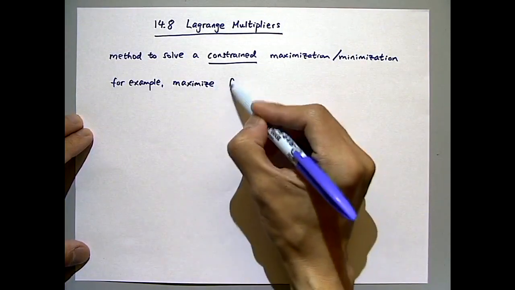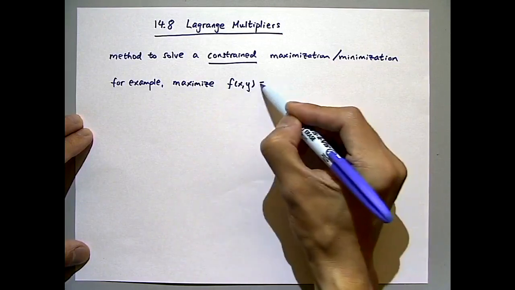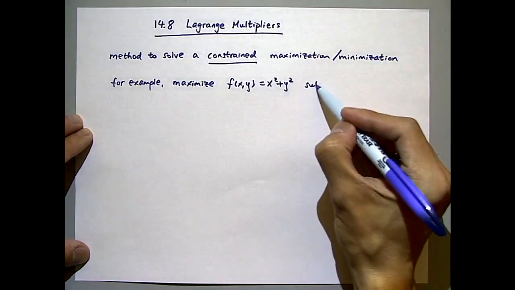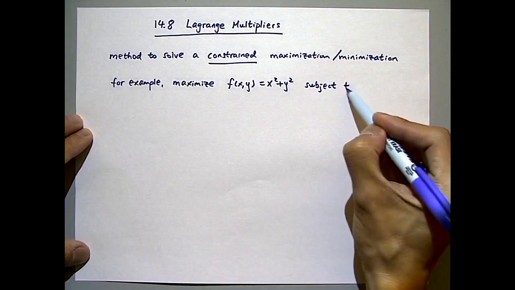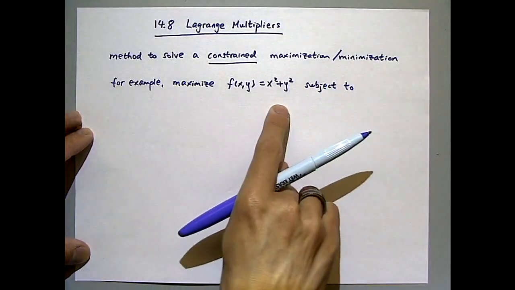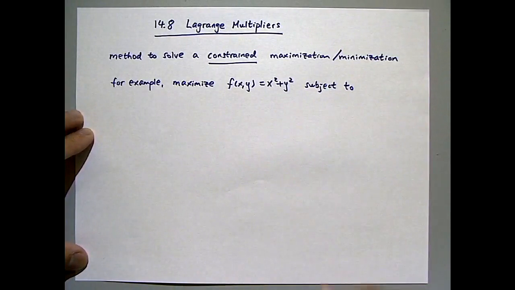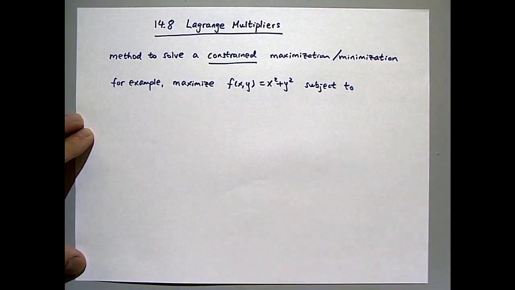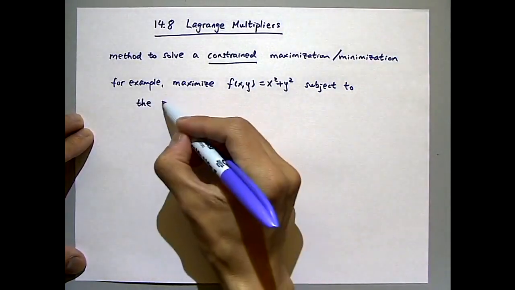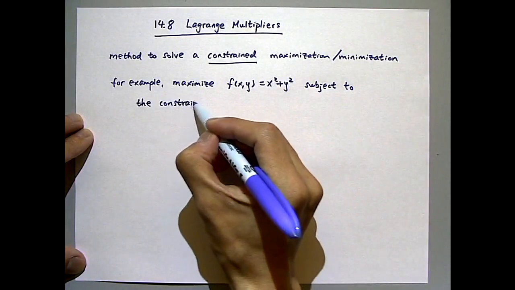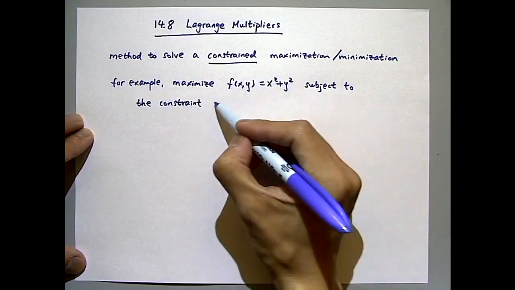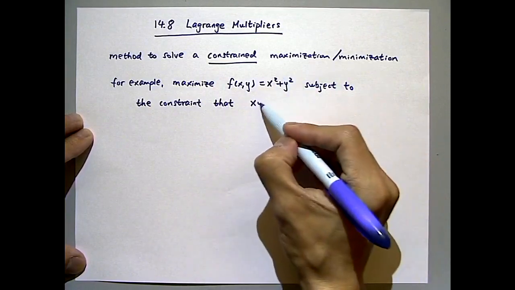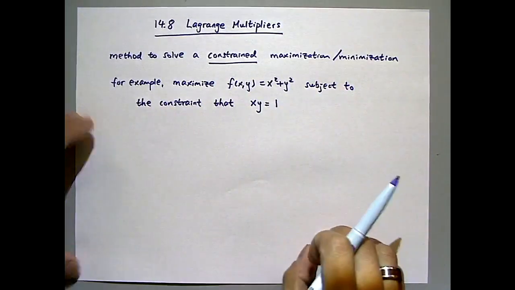For example, suppose we want to maximize this function. Now, normally by itself, we know what to do. You find the critical points, you do that d-test. Now, this time we're going to add something to it. We want to maximize this function subject to the constraint that whatever x and y are, we require x times y to be equal to 1 at all times.